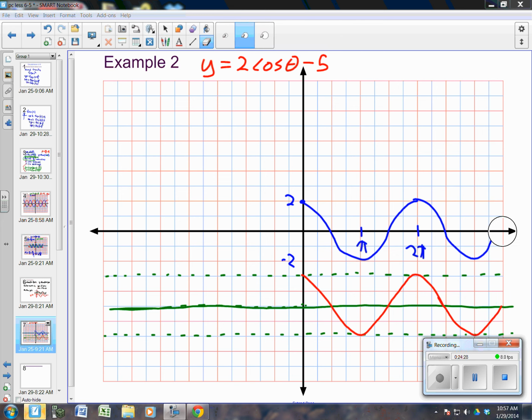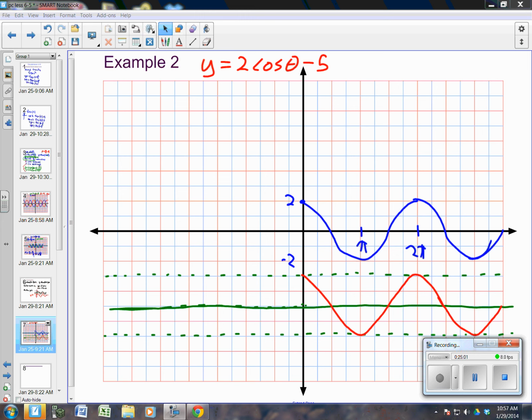That one over there should have just gone like that. Okay? And all it did is move down 2 units. Any questions on that? Okay, so do you see how I put the midline down here? And this midline is the equilibrium point. It oscillates back and forth between that midline. It goes 2 above and 2 below. So it goes up to -3 and down to -7 from there. Questions on that?